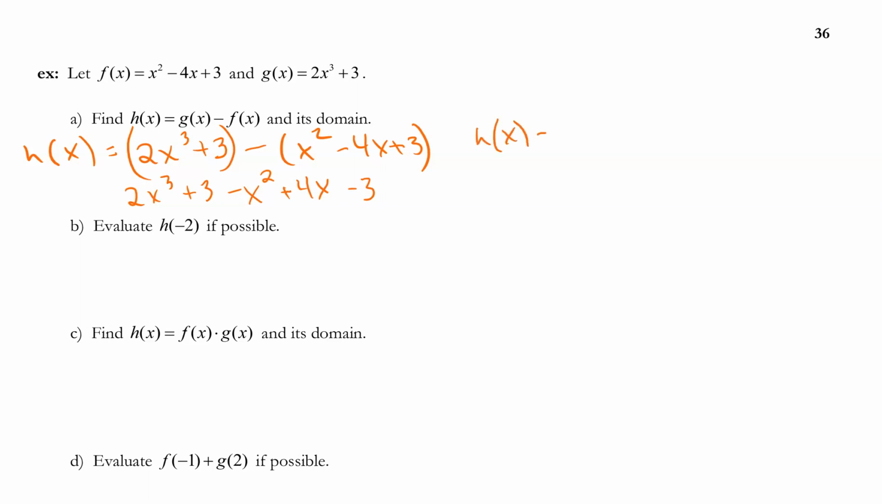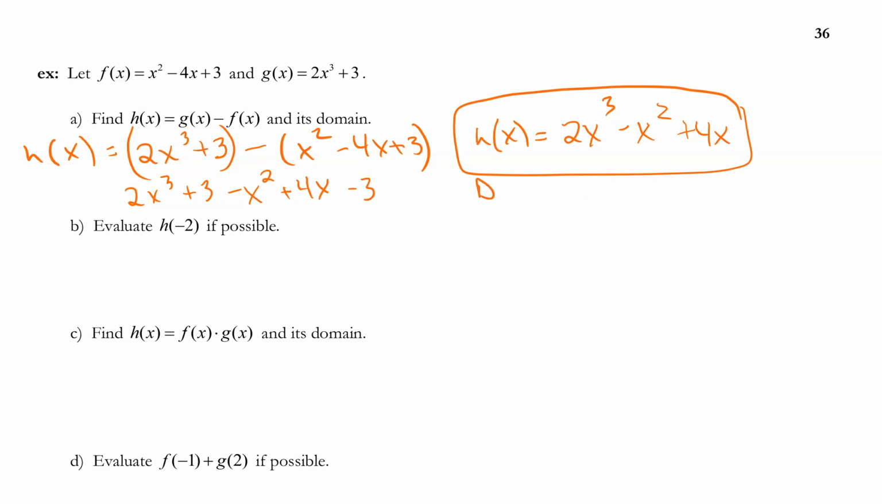Therefore, h of x equals 2x cubed minus x squared plus 4x, and negative 3 and 3 cancel, so that's your h of x. The domain, both of these are polynomials. They have a domain of negative infinity to positive infinity, cubic and quadratic, and there's no square root or denominator, so my domain is negative infinity to positive infinity.